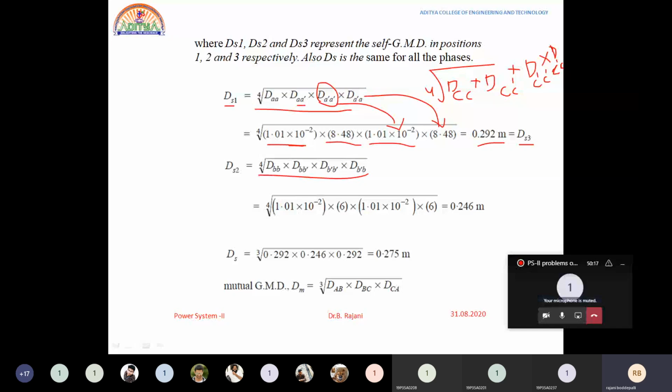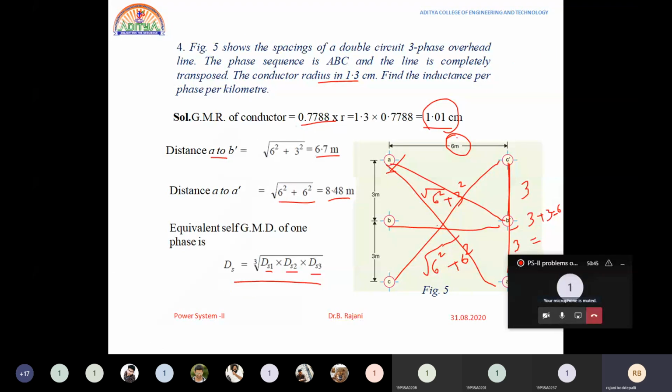It is 4 root over dBB into dBB dash into dB dash B dash into dB dash B. How will it be? dBB is nothing but the self GMR, that is GMR of the conductor, the same as 0.7788 into R, the radius, multiplied as over here. But D into B dash is different. Why? B dash distance is 6 only. See here, the distance from B to B dash is 6 meters only.